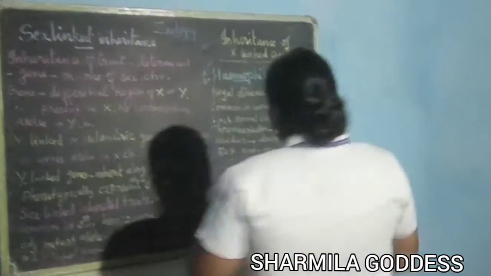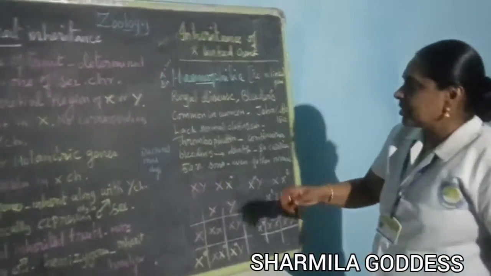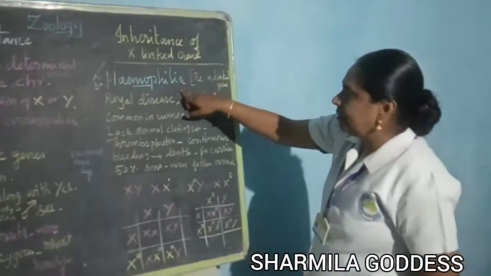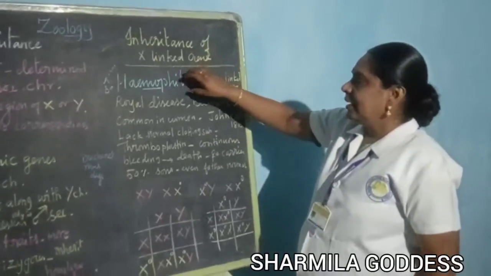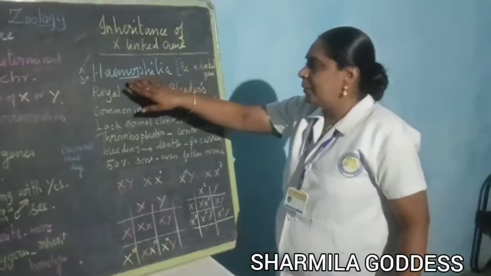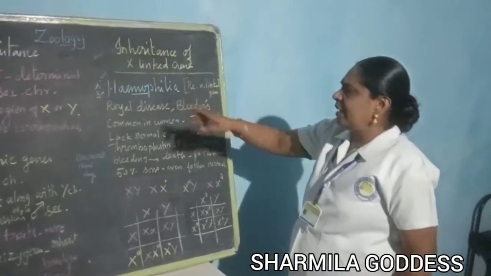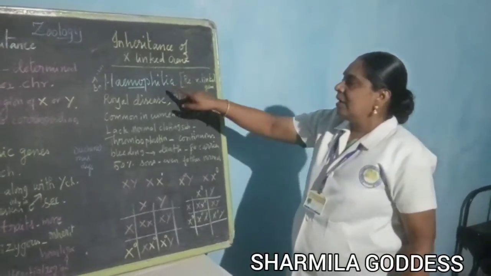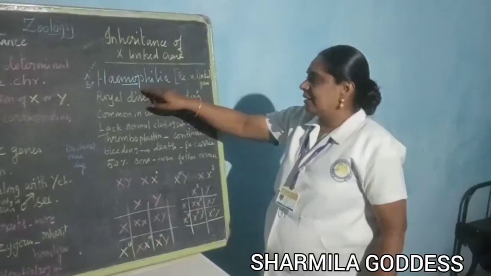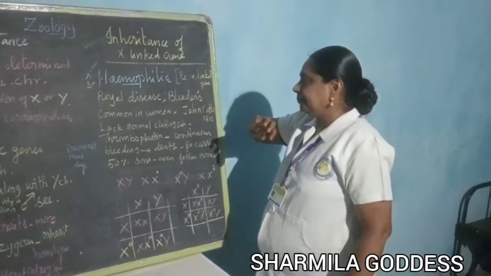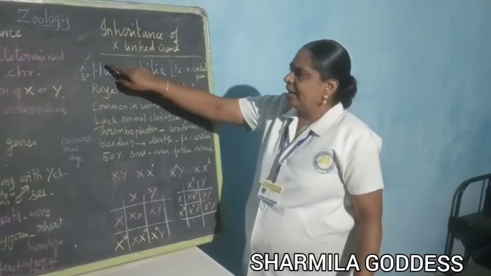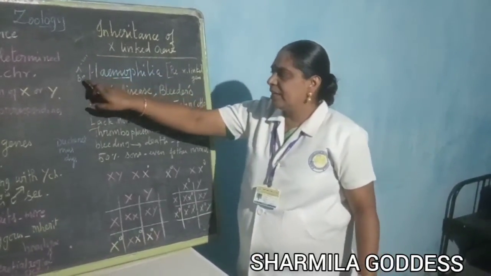Color blindness, then Duchenne muscular dystrophy and hemophilia. But today we are going to see only hemophilia. Hemophilia is of two types: one is A, the other one is B. Hemophilia A means a disorder of a clotting factor on chromosome 8. Then the other one is on chromosome 9.